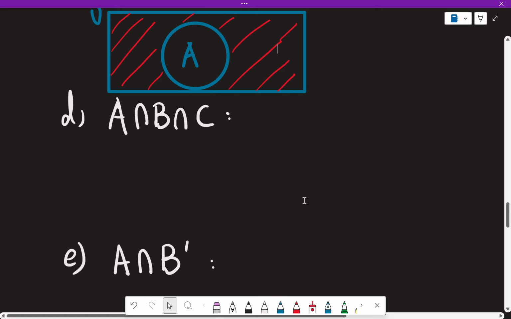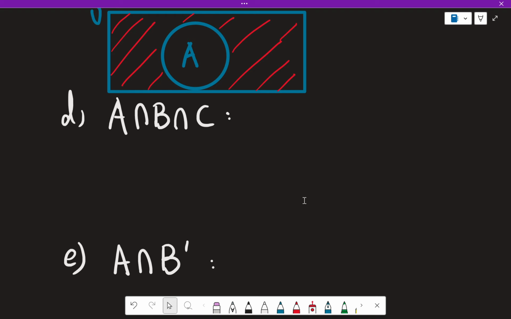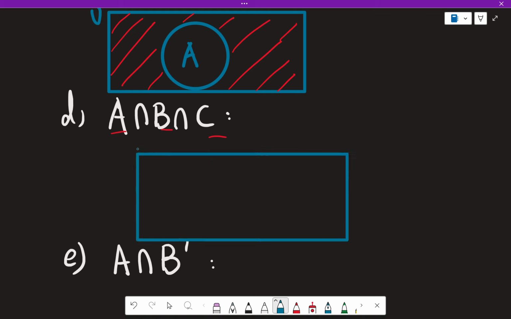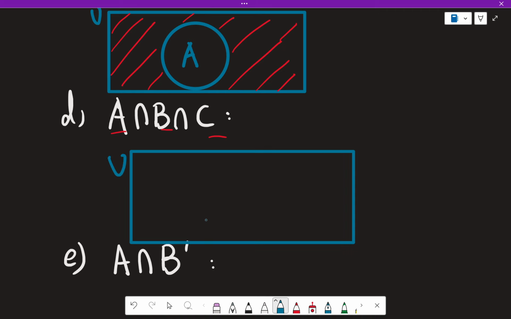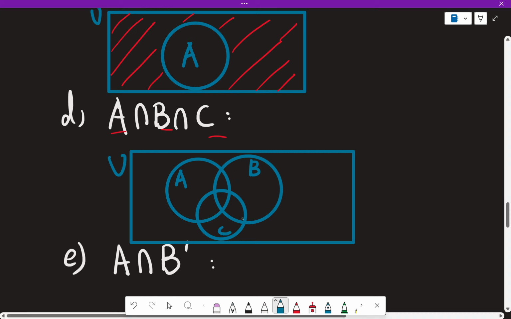Question D. What is A intersect B intersect C? So this would be a bit more tricky. As we can see, we have three sets here, A, B, and C. First, we always use a rectangular set to denote the universal set. Next, we need three circles to denote these three sets, which are A, B, and C. So we can use this circle to denote A, this circle to denote B, and this circle to denote C.